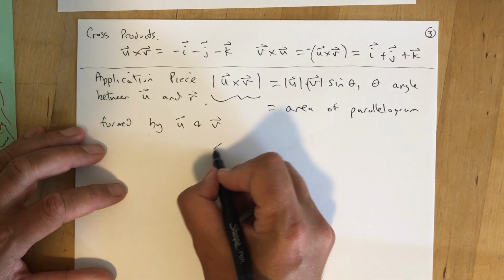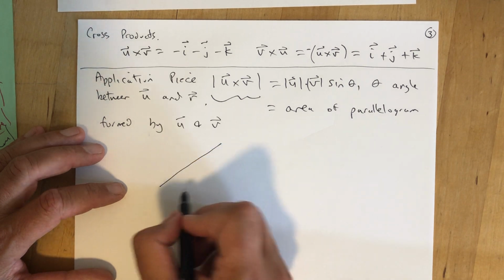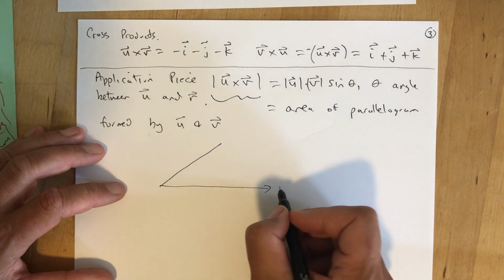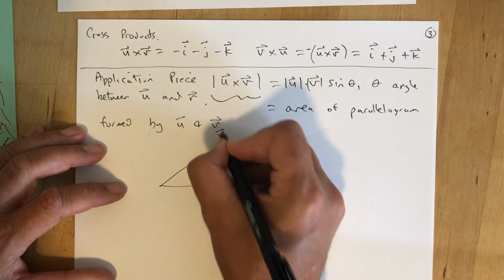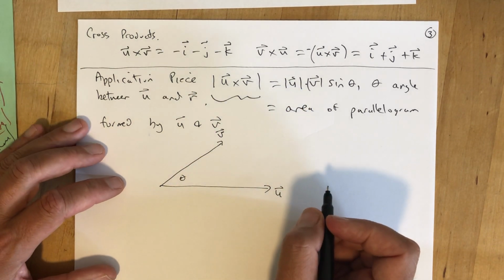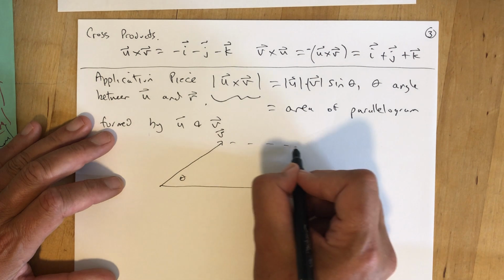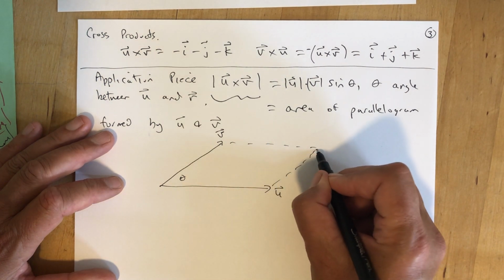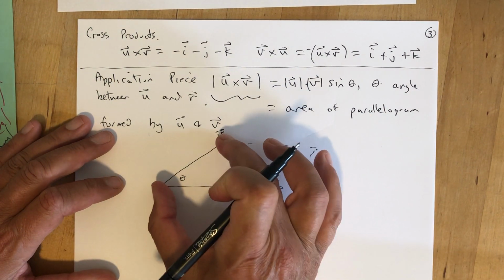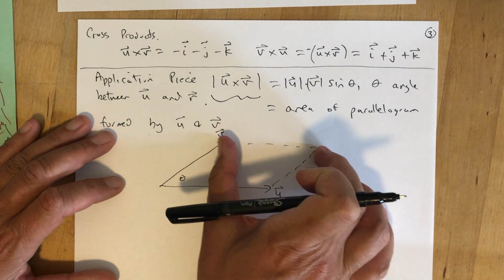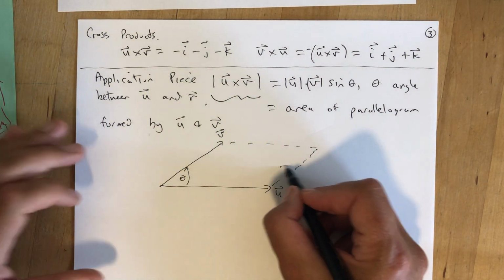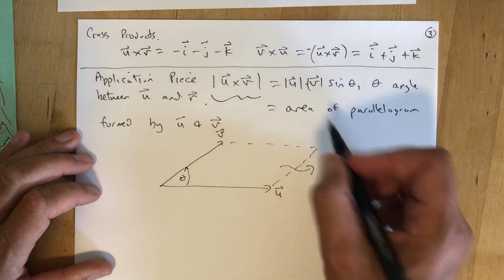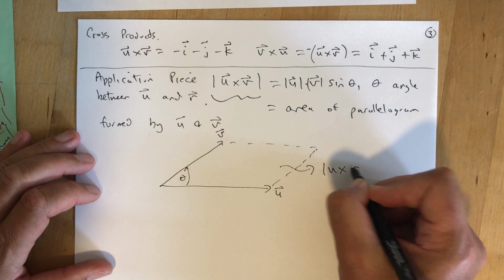So here we go. Here's v, and here's u. All right, here's the vector u. Here's the vector v, and there's theta. Okay. If I make this into a parallelogram here, so if I transpose v to here and u up to here, and this is angle theta, the area of this guy just equals the norm of u cross v.